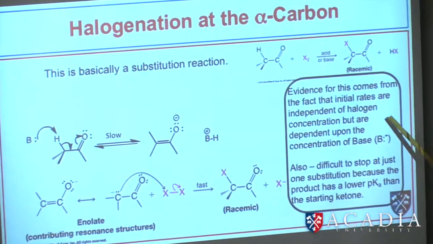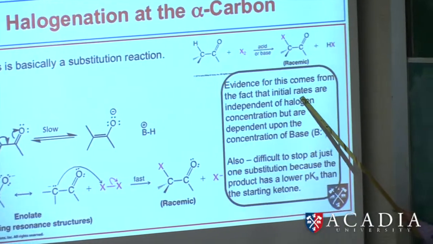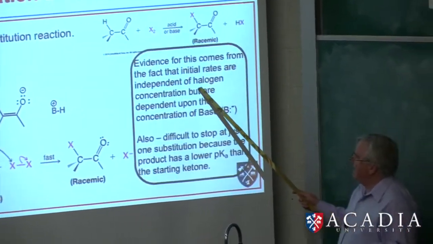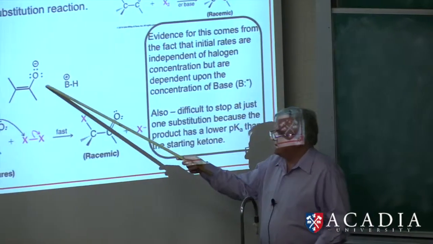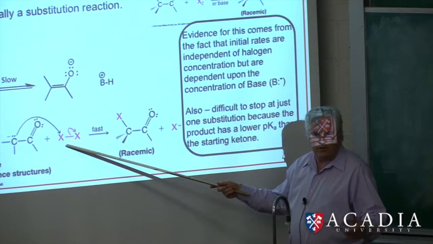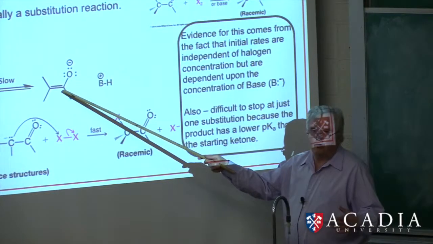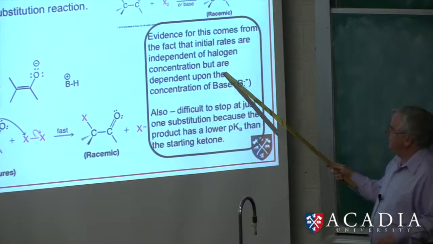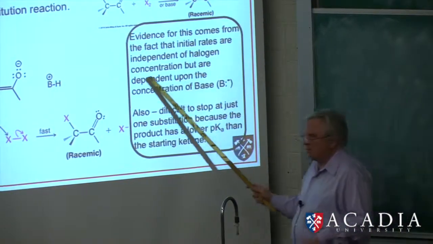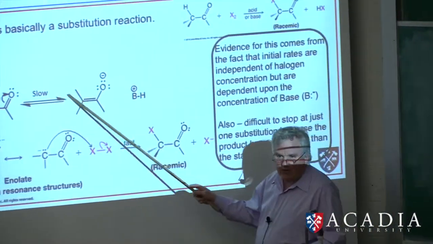So evidence that this mechanism occurs comes from the fact the initial rates are independent of the halogen. That's because this is fast. This is slow, this is fast. Remember back from first year, we talk about this as being the rate determining step. They're dependent on the concentration of base. If we add more base, this reaction goes much faster.